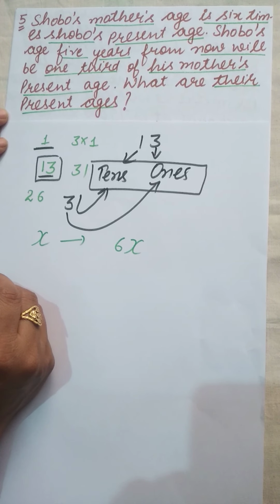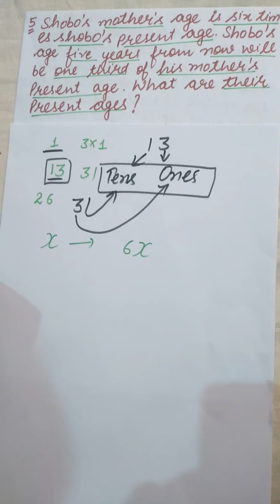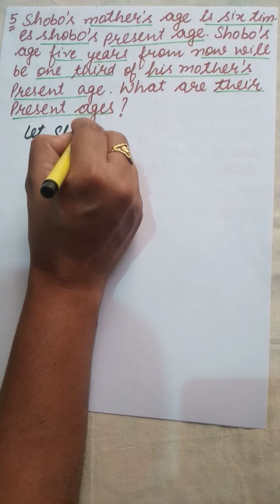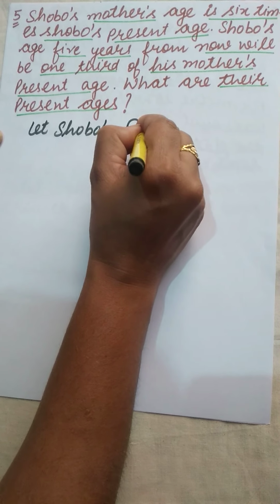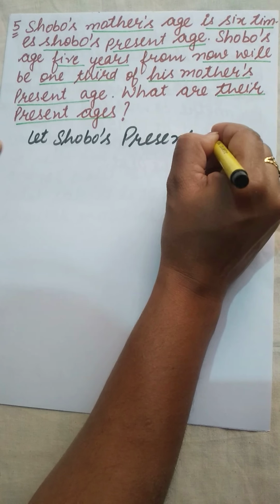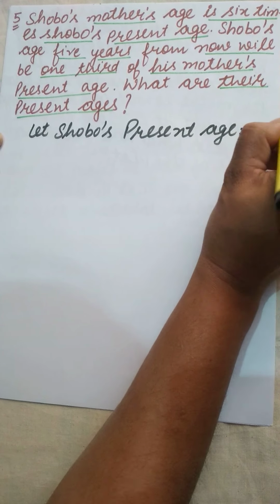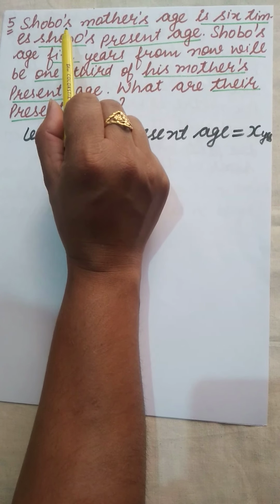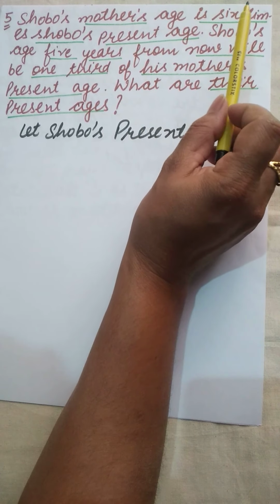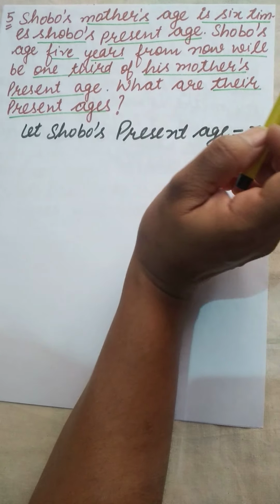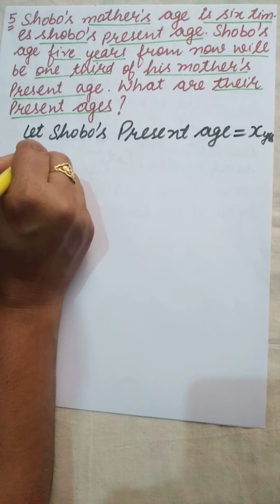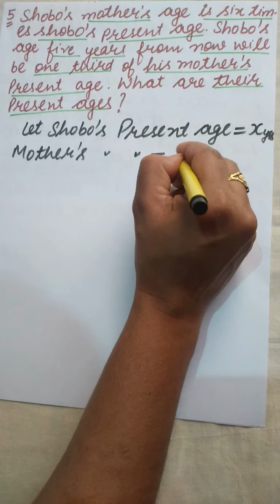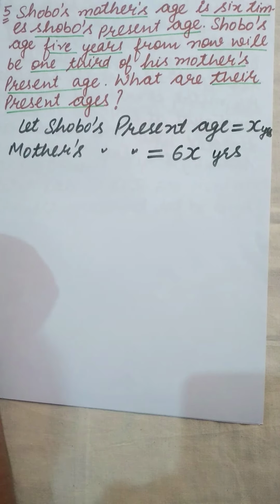So firstly we will let the ages of both. Let Shobho's present age be equal to x years. As the condition is given that his mother's age is 6 times Shobho's age, so mother's present age will be equal to 6x years.